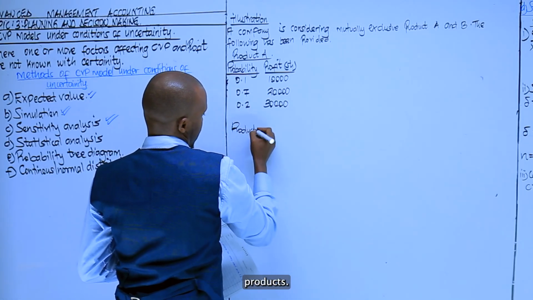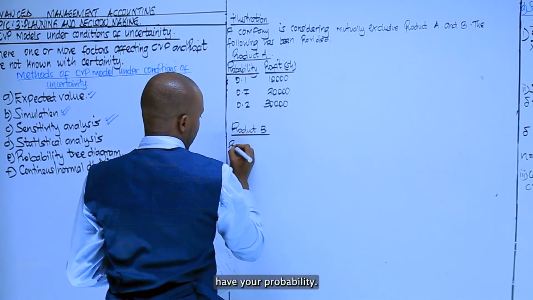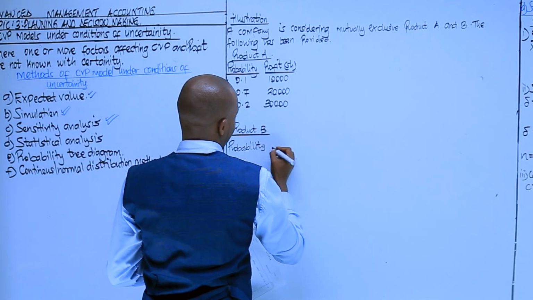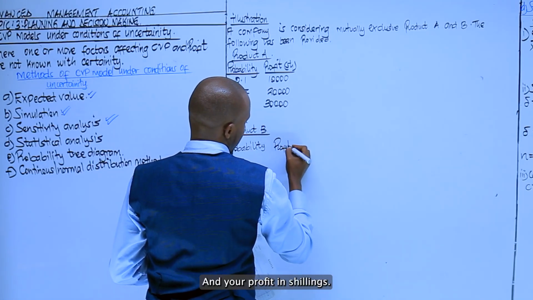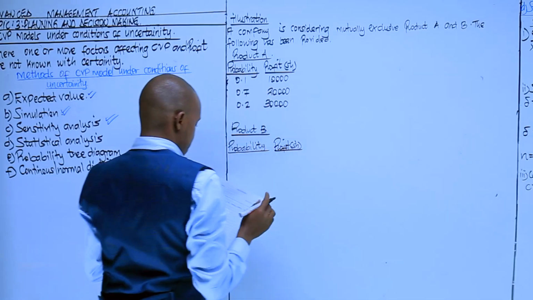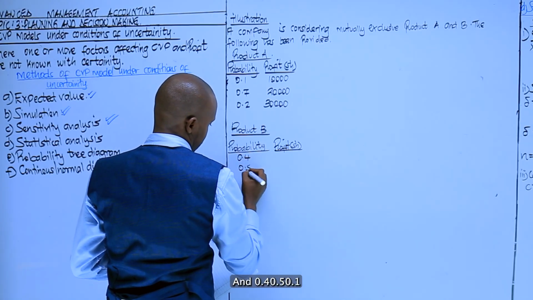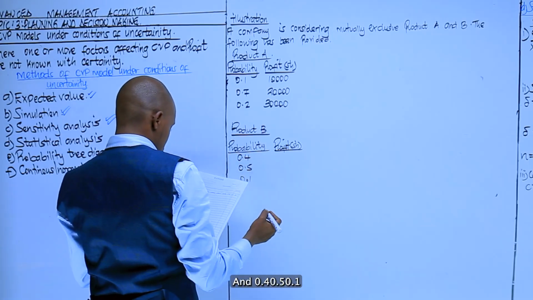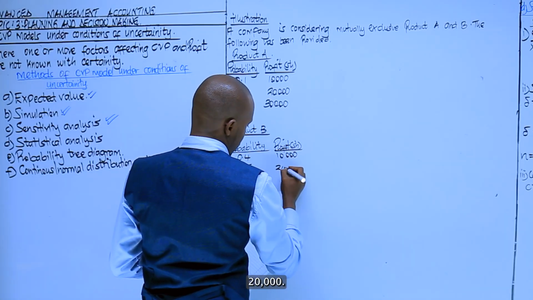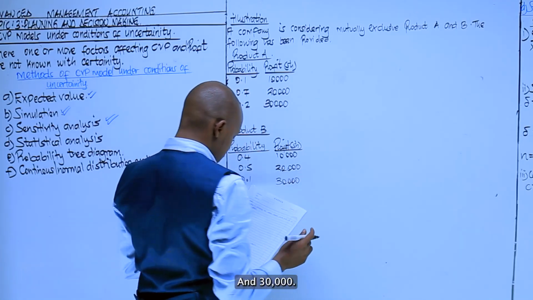Product B, you have your probability and your profit in shillings: probabilities 0.4, 0.5, 0.1, and profits 10,000, 20,000 and 30,000.